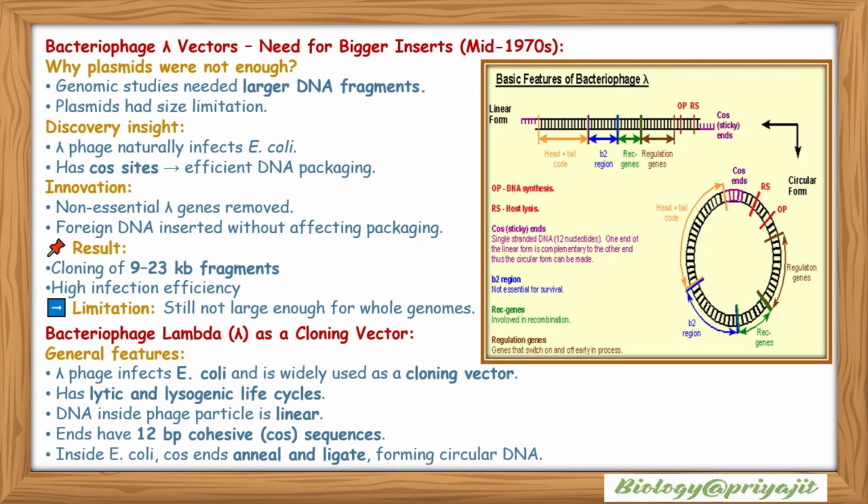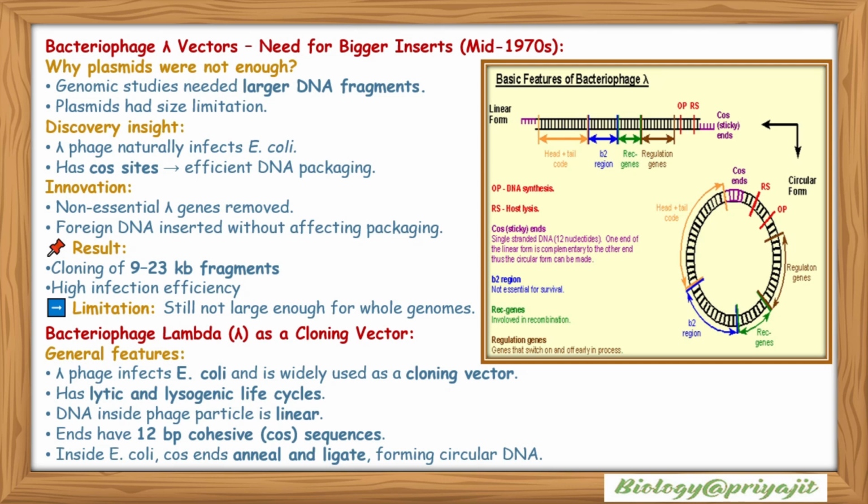Discovery insight: lambda phage naturally infects E. coli. It has cos sites, which are efficient for DNA packaging. Innovation: the non-essential lambda genes were removed. Foreign DNA was inserted without affecting packaging. As a result, fragments of 9 to 23 kb can be cloned, with high infection efficiency. Limitation: they are still not large enough for the whole genome.